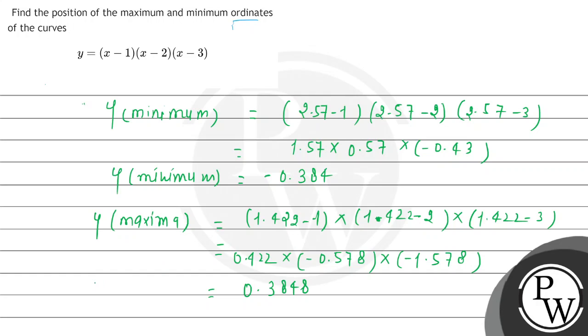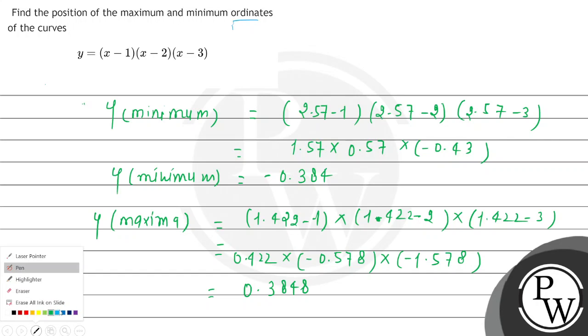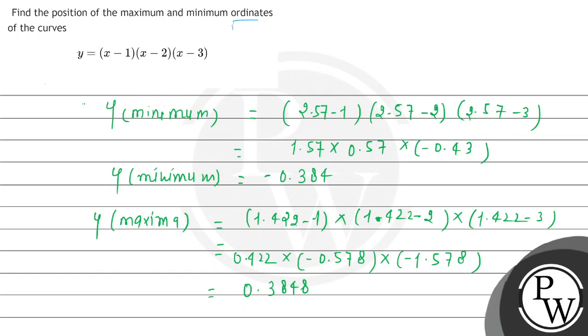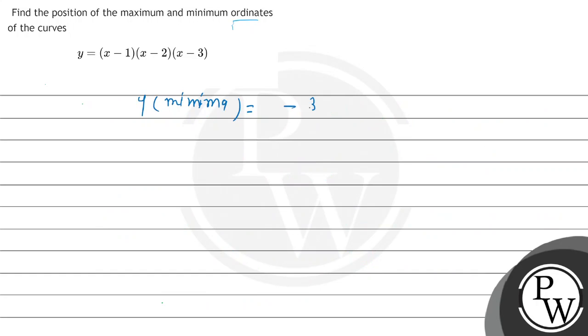It means we can say we have found the maxima and minima values. So we'll write y minima is minus 0.384 and y maxima is the positive value of this, 0.3848. So this is our final answer.